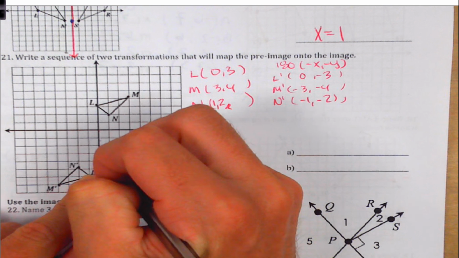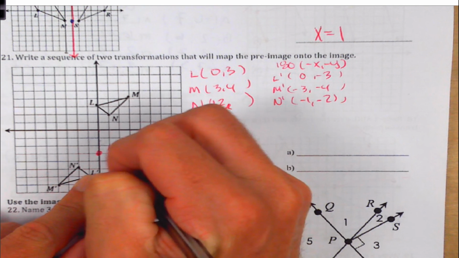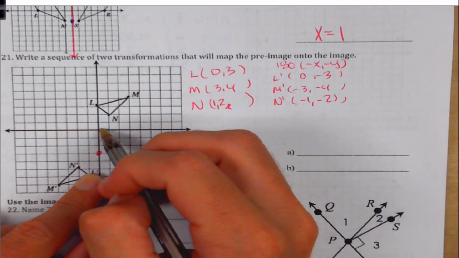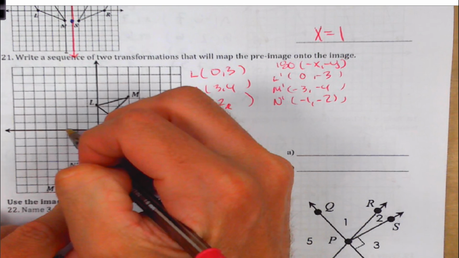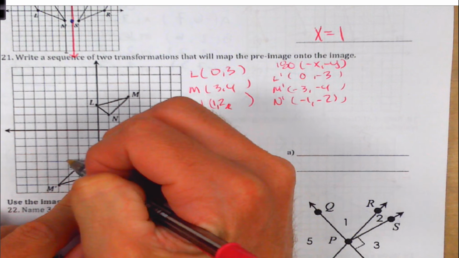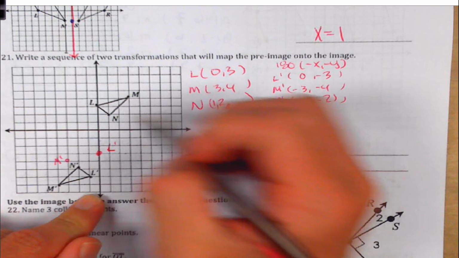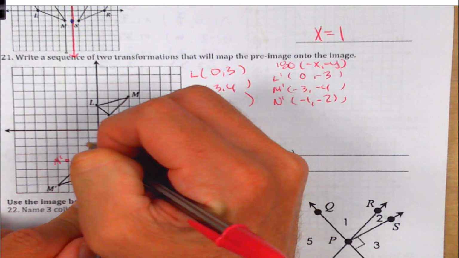Now if you have patty paper, that would probably be a lot better way of checking this, but I'm just going to show you how I would do it without patty paper. Negative 3, 1, 2, 3, negative 4, 1, 2, 3, 4. And that's M prime. And then N prime, negative 1, negative 2.